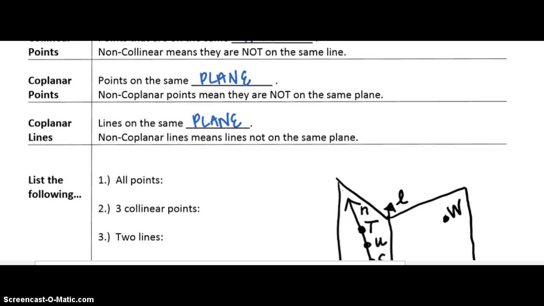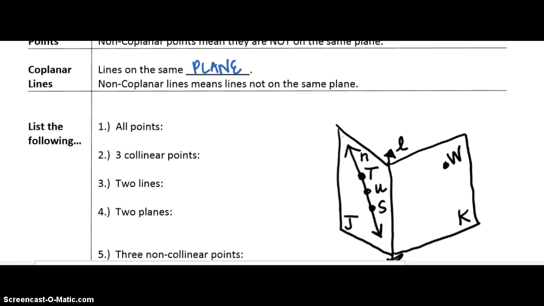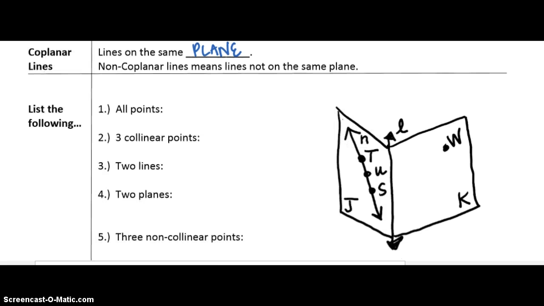So let's do a couple of things with these new words down here. It says list the following. First thing, we have to list all the points in the picture. A lot of students will mess this up because they're going to list J and K as a point, but neither of these are points. Notice they don't have a dot next to them. They're actually names of the plane, okay? So you don't want to list those as points. So it looks like to me T, U, S, and W are the only points in this picture. T, U, S, and W.